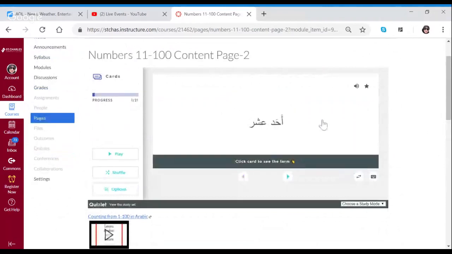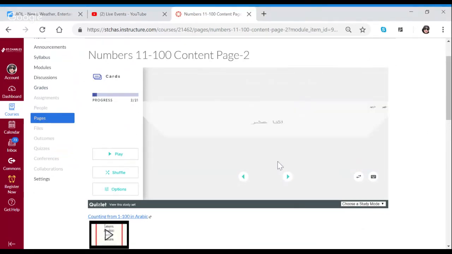Okay, so 11 is ahadasher. Ahadasher. 12, ithnaasher. Ithnaasher. 13, thalathatasher. Thalathatasher.